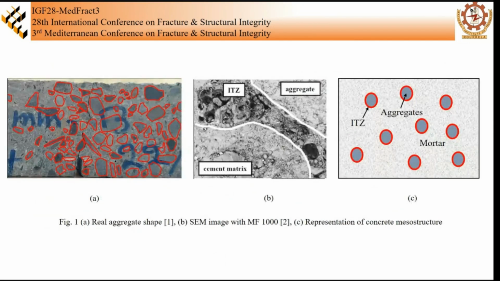Figure A shows the real aggregate shape in a hardened concrete specimen, and we can see that aggregates are randomly packed in the sample. Figure B shows the SEM image of aggregate, cement matrix and ITZ with a magnification factor of 1000. And figure C shows the schematic representation of a concrete mesostructure. It can be observed from the figure that ITZ is slightly more porous in comparison to the other two components, which makes it a critical failure site in concrete.